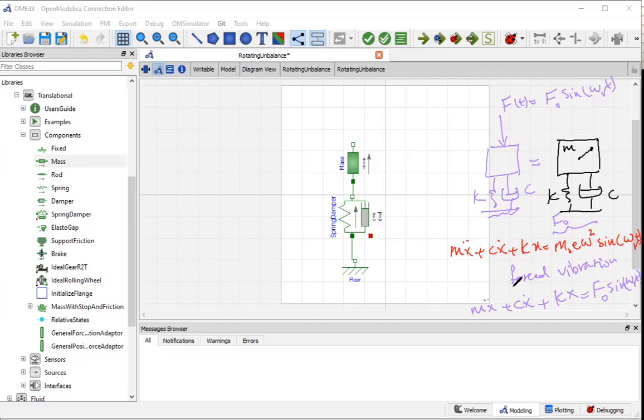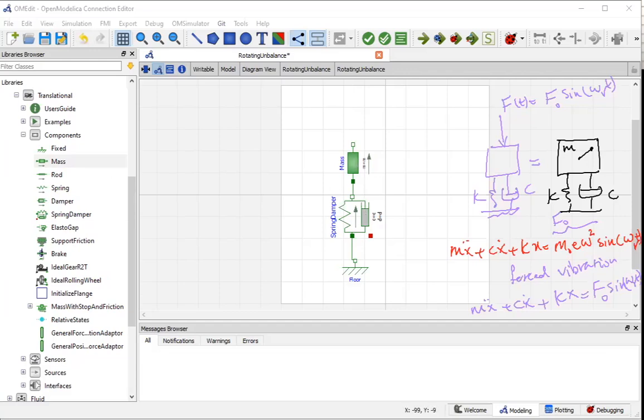The only difference is that instead of actually having an external force applied to the system, the force that is making the system oscillate happens because of this unbalanced mass rotating with some angular velocity, omega r. Right? So that's why we studied this under forced vibration. It is forced vibration, but instead of having a force outside, we have an excitation because of rotating unbalance. So we follow the same logic when we are modeling.